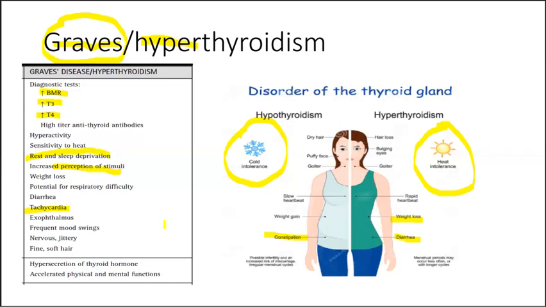And also, you could see fine, soft hair. So that's the bulging eyes over there. And the goiter is obviously visible. And that's the tachycardia we talked about.